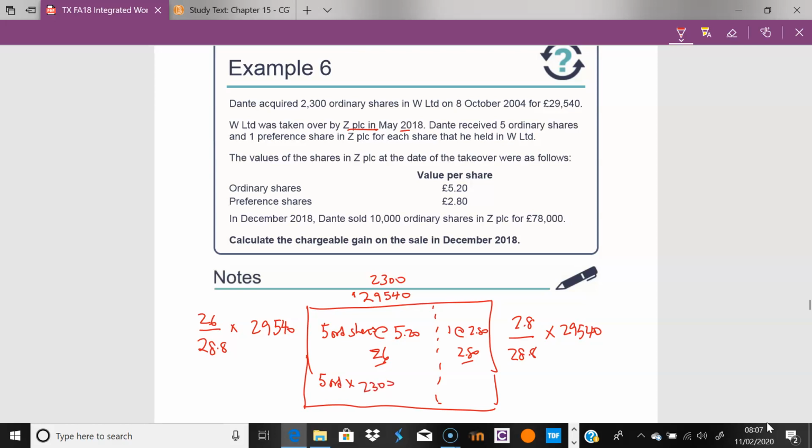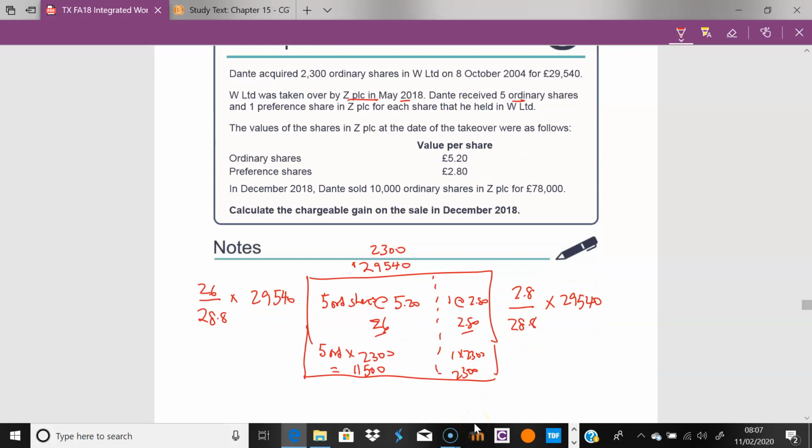It says you get 5 ordinary shares in Z for each share you have. So that means you now have 5 times 2,300. You now have 11,500 shares in Z. And you have 1 for every share, so you have 1 times 2,300. So you have 2,300 preference shares in Z.